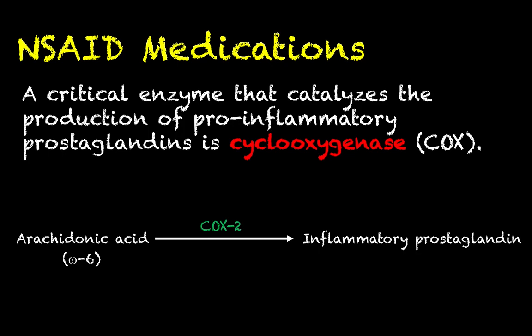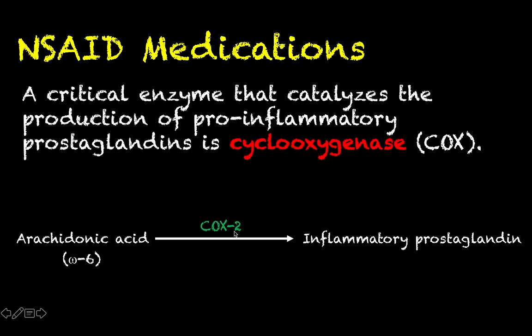One last little tidbit I want to leave you with here is the mechanism of action for so-called NSAID medications. NSAID stands for non-steroidal anti-inflammatory drugs, things like aspirin and naproxen. And I want to introduce to you, since we're talking about prostaglandins anyway, how these drugs are meant to work. So we talked about how omega-6 fatty acids like arachidonic acid can get converted into inflammatory prostaglandins. The enzymes that catalyze this conversion into prostaglandins is called cyclooxygenase, or COX.